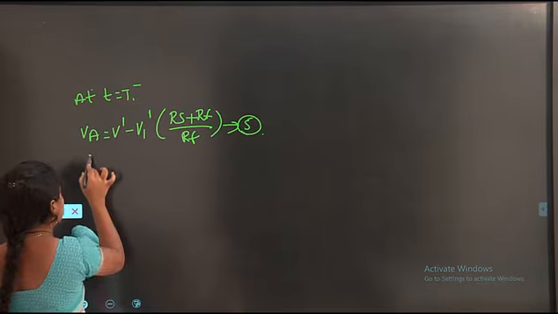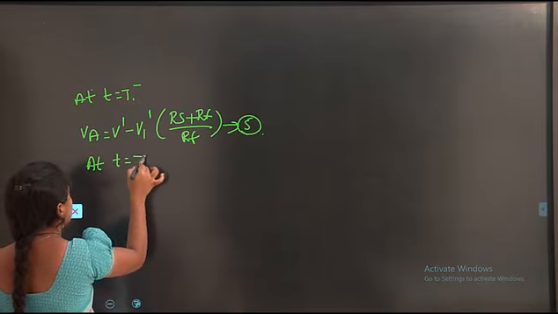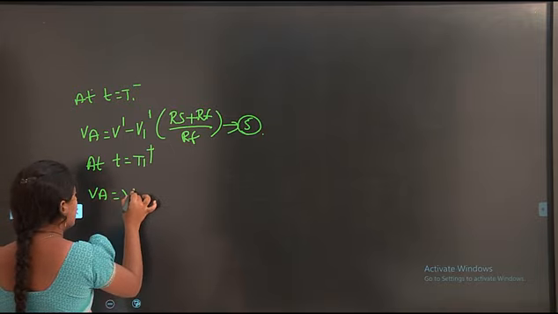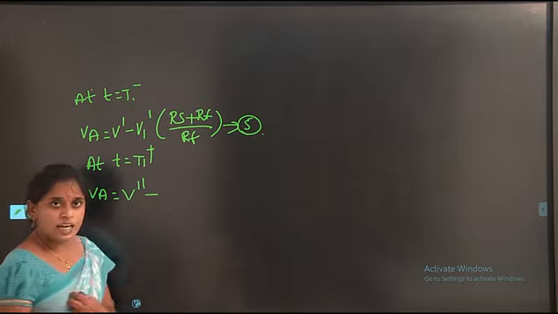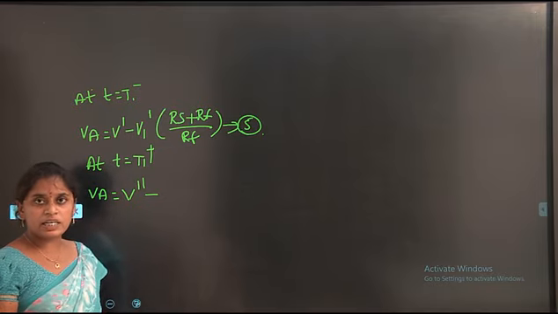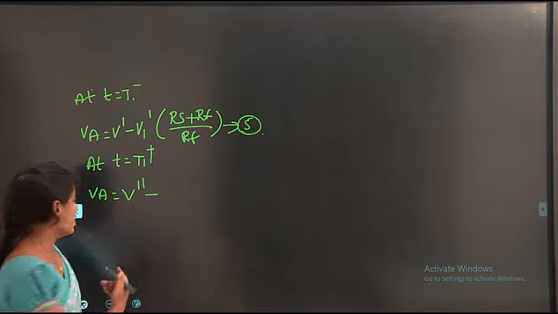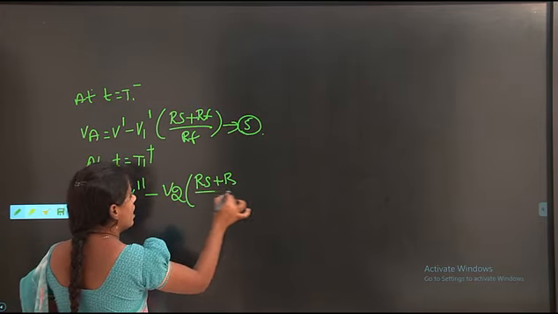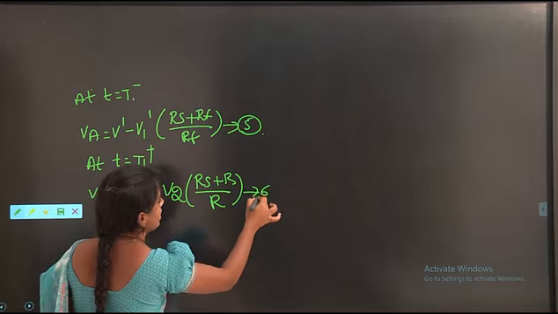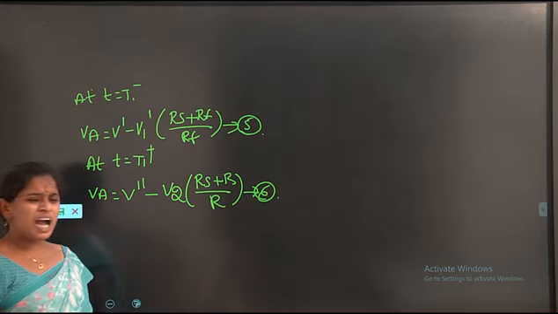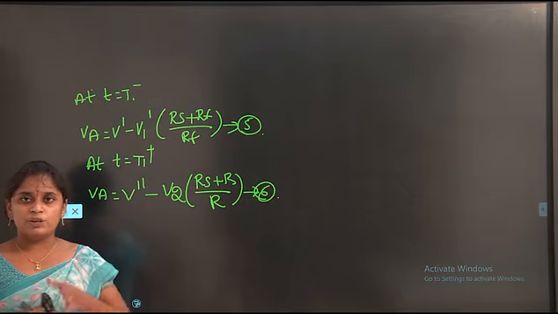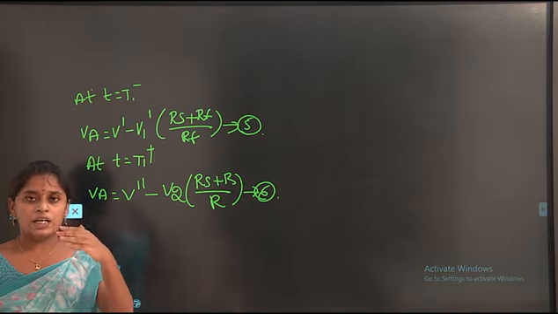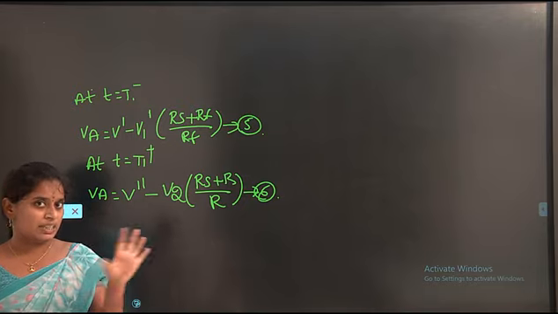At the same time, at t equal to t1 plus condition, VA is equal to V double dash minus, what is the output here? In the previous slide we considered V2 dash, here we consider V2, and write (RS plus R) by R. So this is taken as equation number 6, sorry. Why do we have to take these conditions? The output has two conditions, at V1 and V1 dash, and V2 and V2 dash. That's why we have to take these signals.